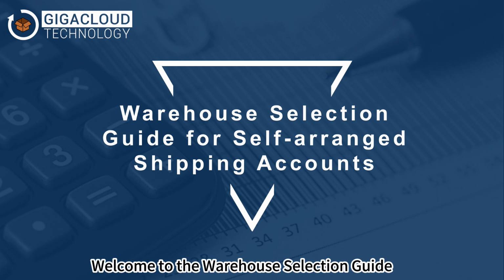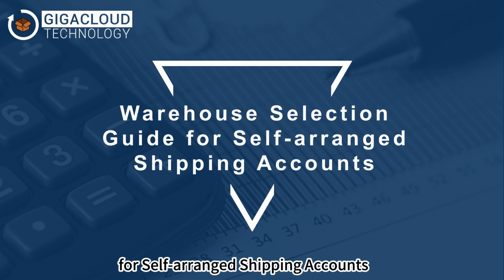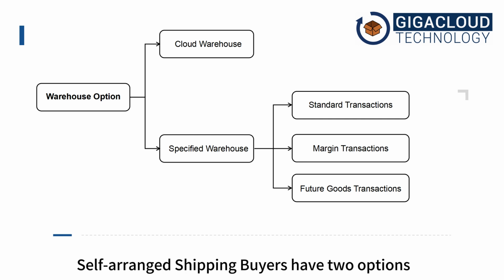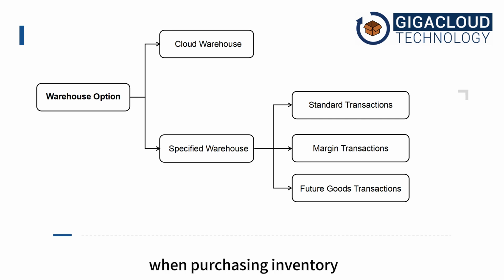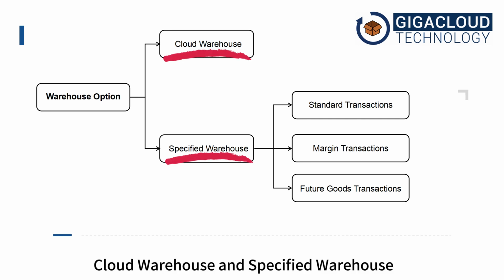Welcome to the Warehouse Selection Guide for Self-Arranged Shipping Account. Self-arranged shipping buyers have two options when purchasing inventory: Cloud Warehouse and Specified Warehouse.